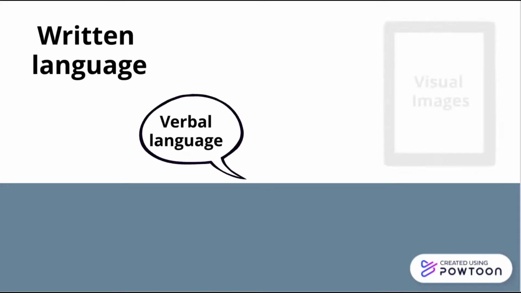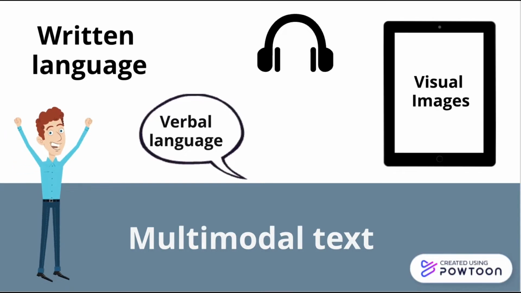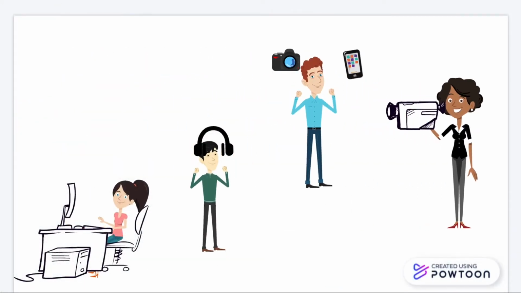A text that incorporates two or more forms, including written language, verbal language, visual images, audio, and movement, is known as a multimodal text. Adam Hammond, a professor at the University of Toronto who works in the Department of English, believes that the collision of digital and printed forms of literature shouldn't be seen as a catastrophe, but as a huge opportunity. Storytellers use numerous digital resources to improve their story.